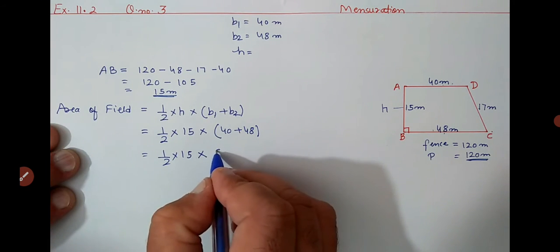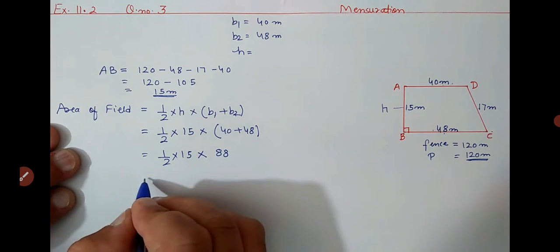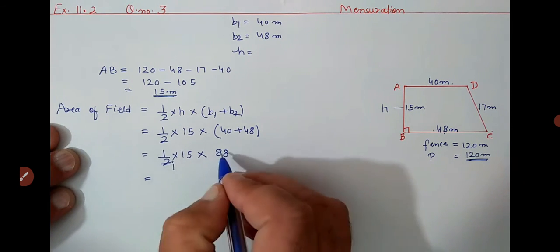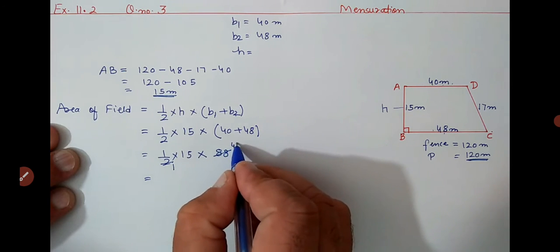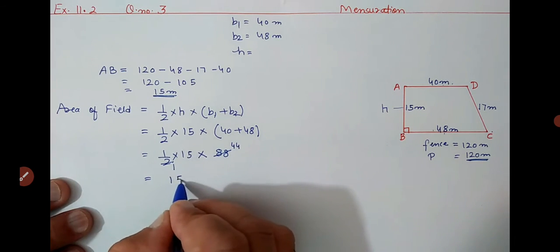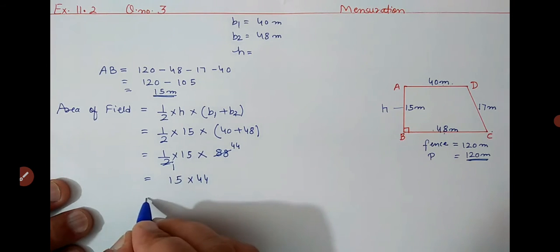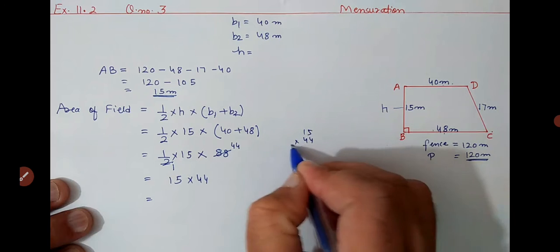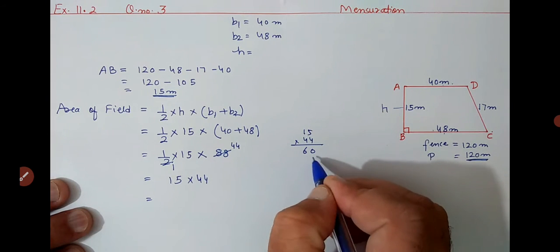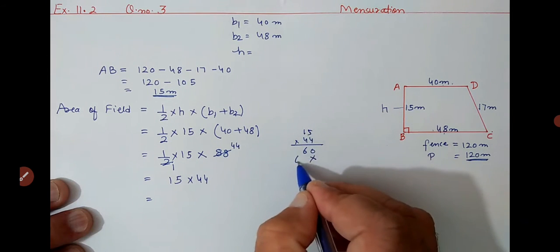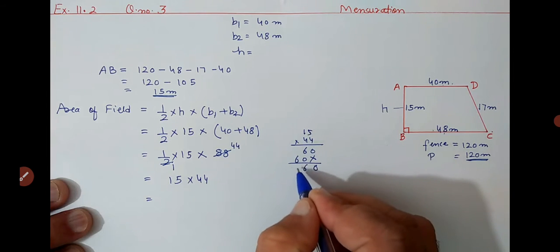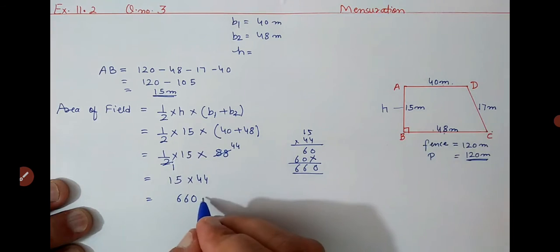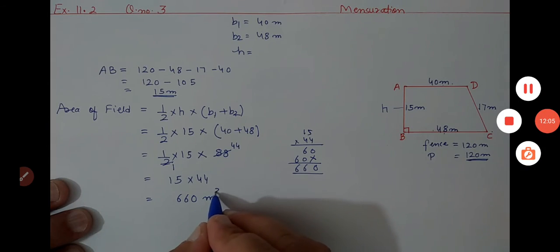Into 40 plus 48, that is 88. 2 ones are 2, 2 fours are 8 and 2 fours are 8. So 15 into 44, we multiply it and we get 660. So the area of the field is 660 meter square.